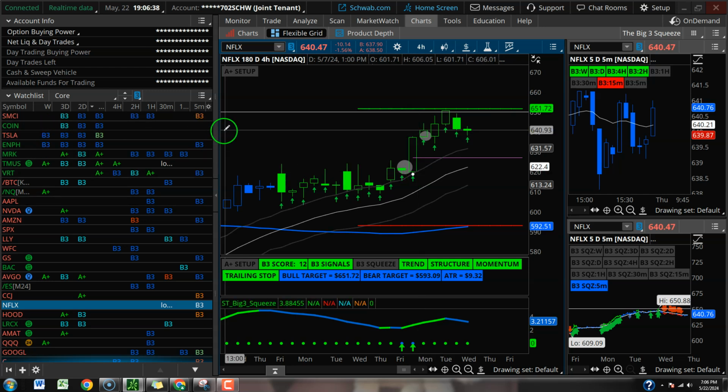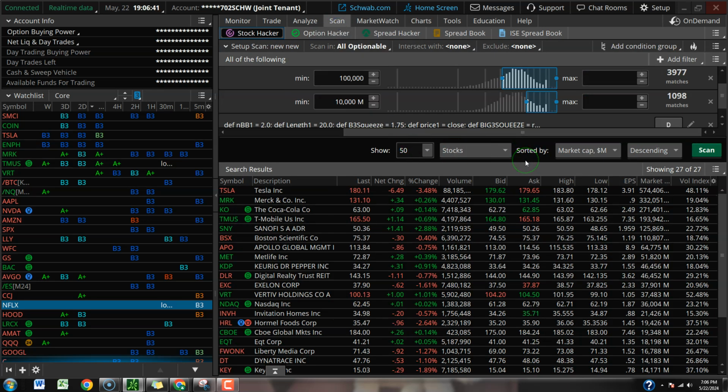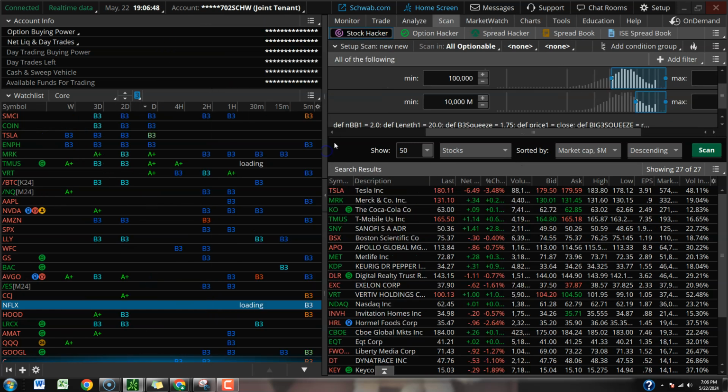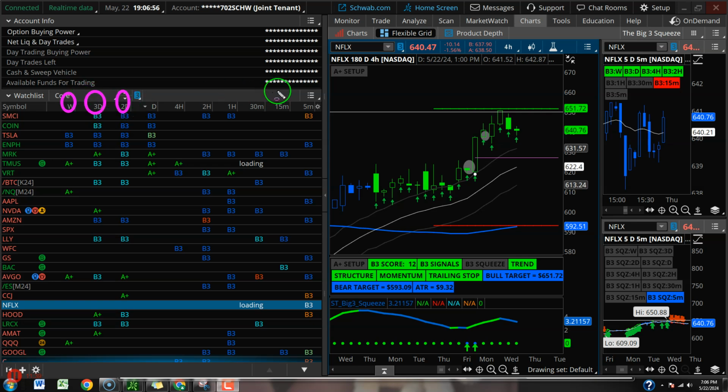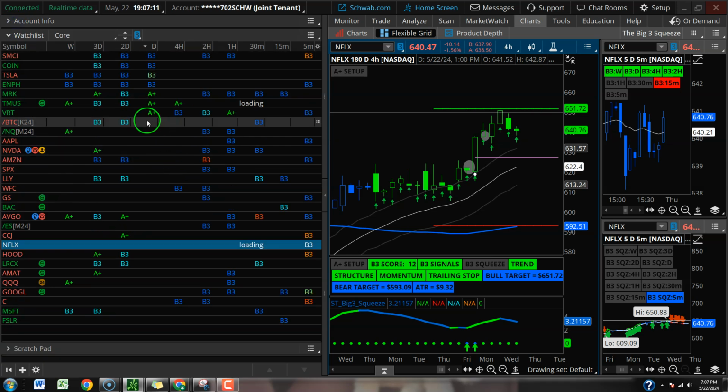Okay, how do we find these setups? We've got a couple of scans. Scans for the A+ bull, scans for the A+ bear. They can be very helpful. My favorite way of finding these trades, that comes to my watch list columns. I've got a column built out for all my favorite time frames. The weekly, the 3-day, the 2-day, all the way down to the 5. I build out my watch list, the stocks I love to trade, and then I sit here all day long, waiting for the green or the red A+ in any of those columns.